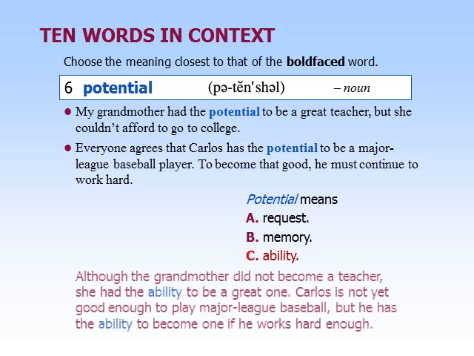So potential means ability. And one of the things I want you to pay attention to, and this is not always going to be the case, but we see in both of these sentences, after potential, we see the words to be. And potential means that you have some ability within you to do something. Now, your potential may be realized or it may not be realized, meaning that you may be doing that thing that you have the ability to do, but oftentimes potential means that you have the ability inside you, but you haven't done it yet.